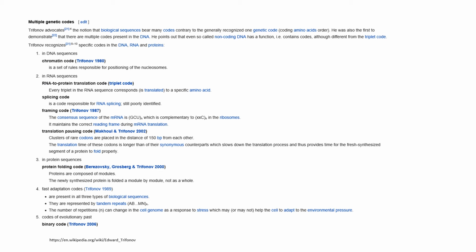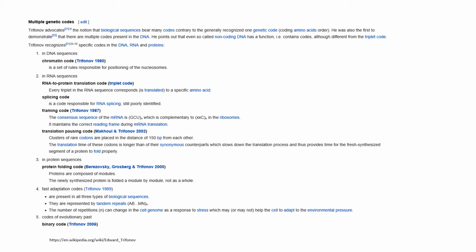So this article goes through and talks about some of these multiple layers, some of which we've covered. So for example, the layer that is in the DNA sequences, that is the chromatin code, and that is the set of rules responsible for positioning of the nucleosomes, and that is those spools that the DNA is wound around. Then the codes that set up particular RNA sequences. So first, of course, there's the triplet code that codes for the amino acids. We know that. Then we've talked about the splicing code, which is responsible for the different genes that are produced by differential splicing.